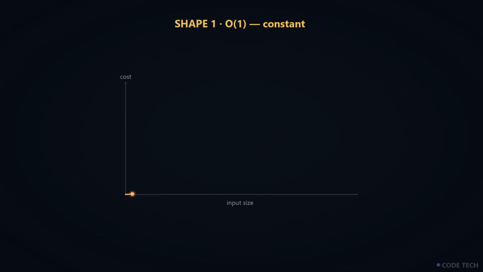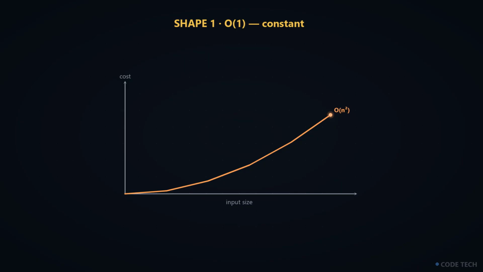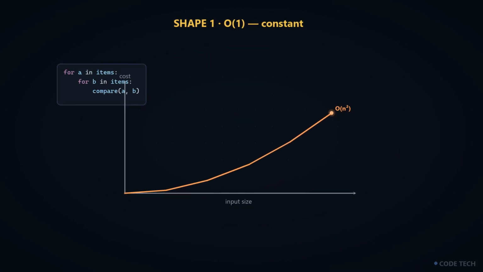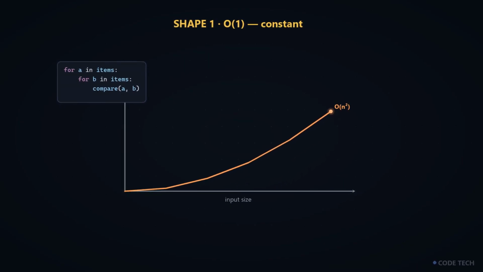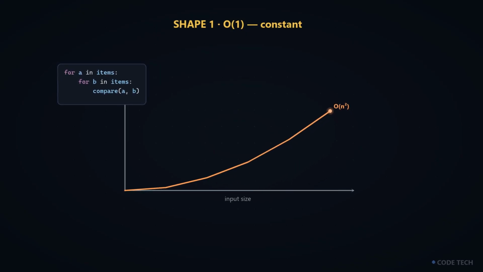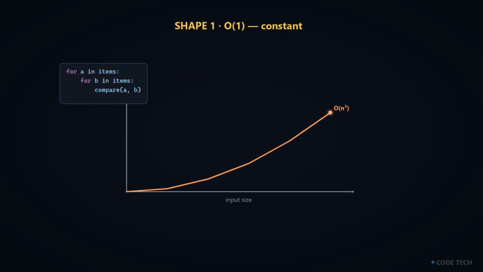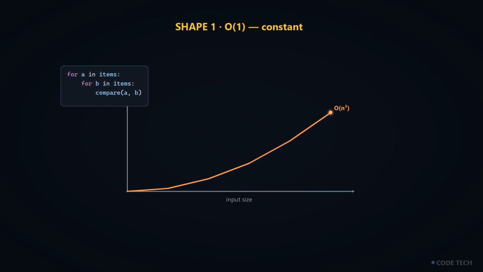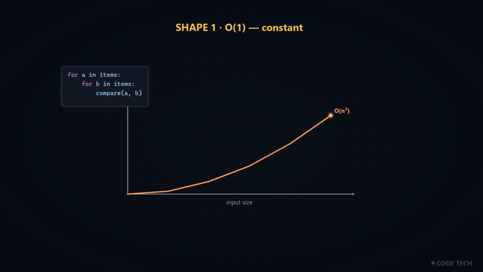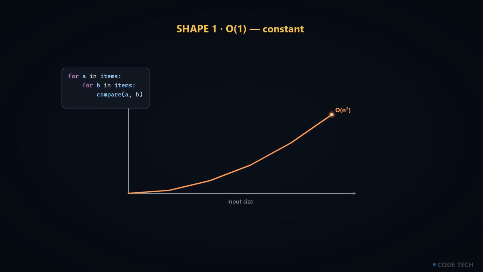Fourth, quadratic. O of n squared, the shape of nested loops. For every element, visit every element. Compare every pair. Double the data and the cost quadruples. 10 times the data, 100 times the cost. This one hides in innocent-looking code, purring on test data, and detonates in production the day the input gets real.